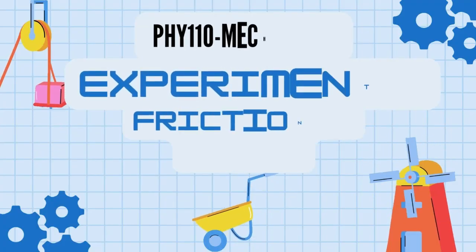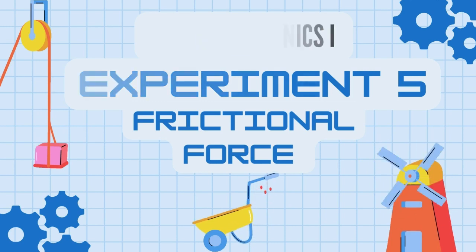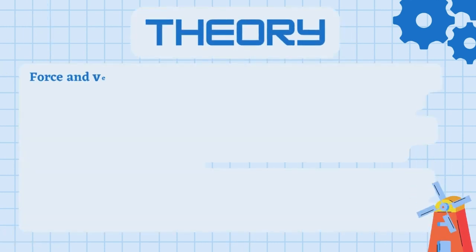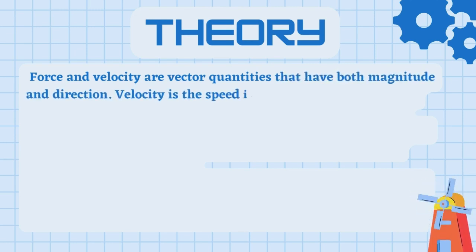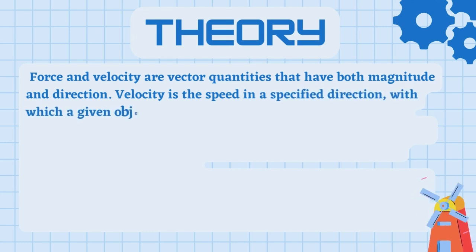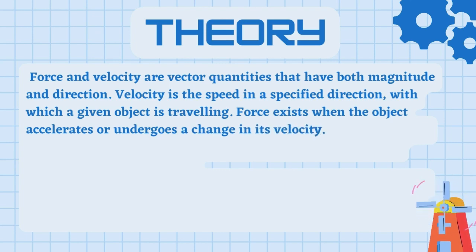Now, let's move on to experiment 5, which is frictional force. First, I would like to explain the theory. Force and velocity are vector quantities that have both magnitude and direction. Velocity is the speed in a specified direction with which a given object is traveling. Force exists when the object accelerates or undergoes a change in its velocity.